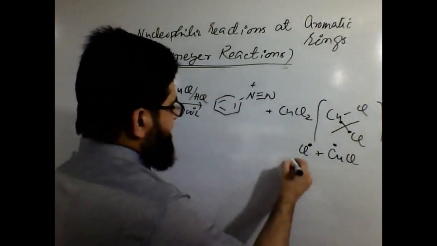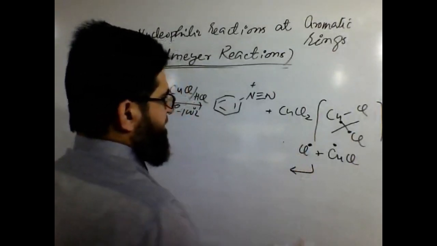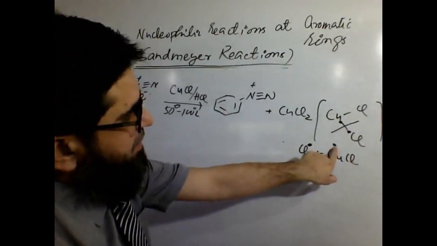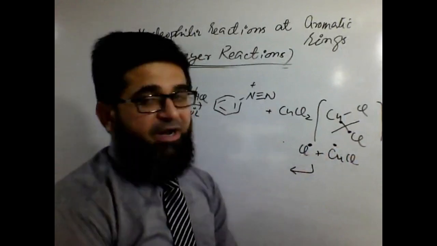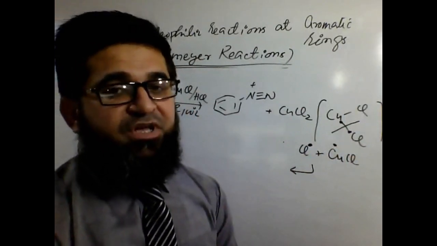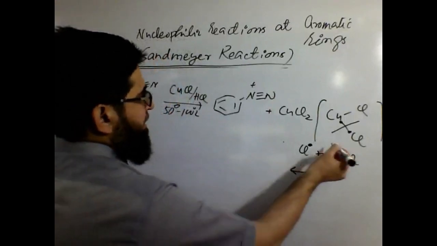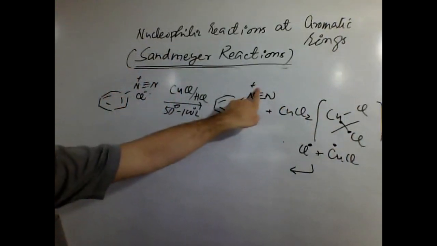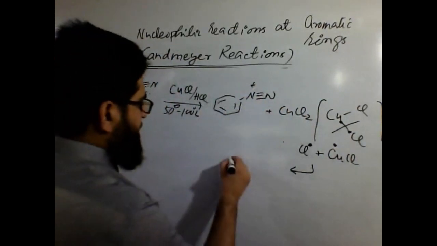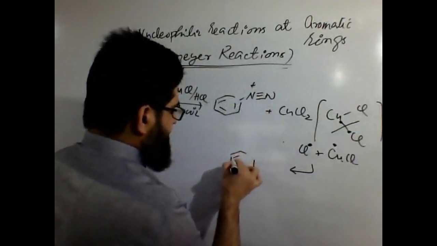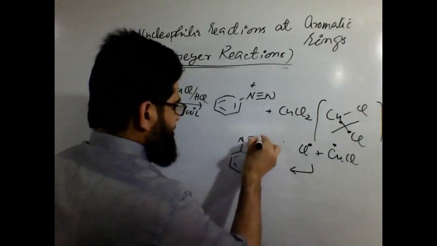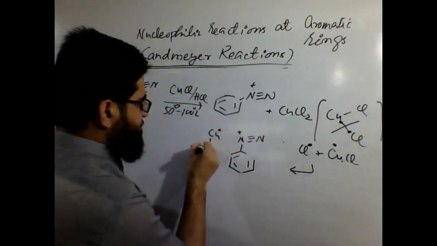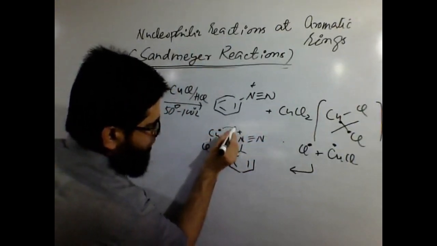Then what happens actually? This cuprous chloride, which carries one radical, a single unshared electron, will give it away to this nitrogen, which is electron deficient in the diazonium salt. So nitrogen has a positive charge over here. Here is CuCl. It gives this electron to this one.